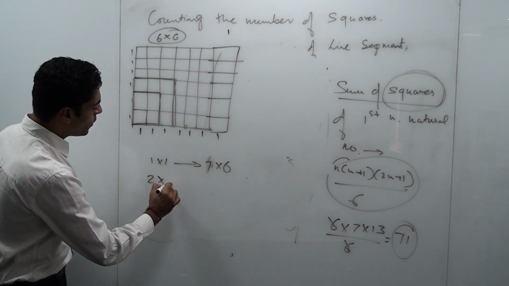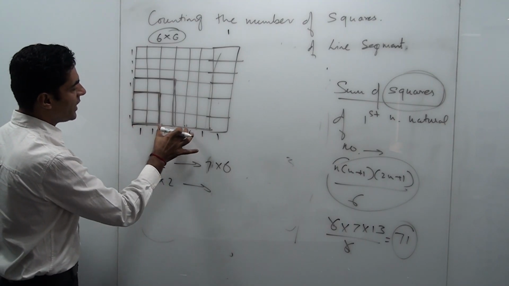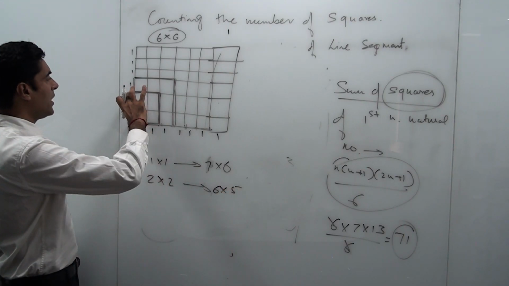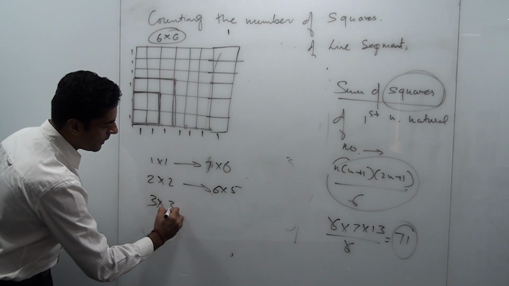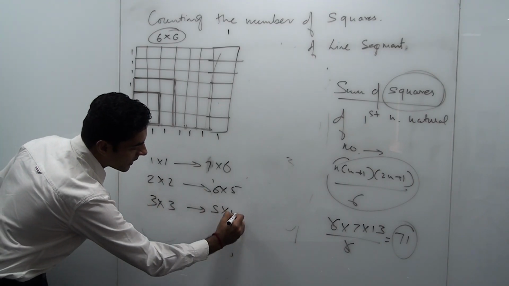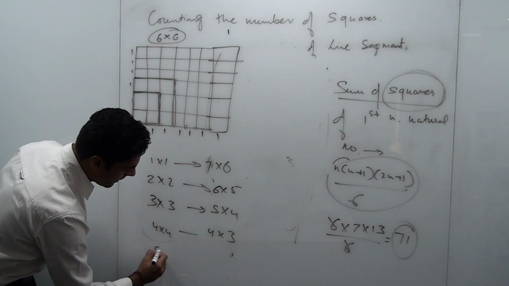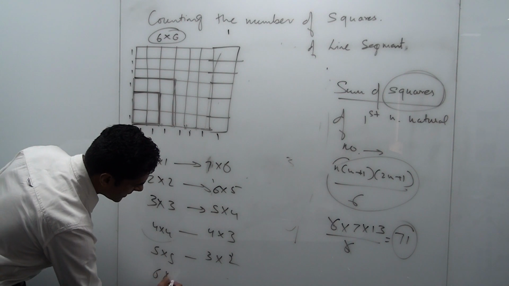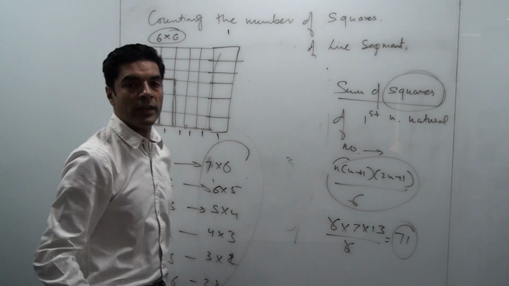Squares of side 2 by 2 will be, if I start counting, 1, 2, 3, 4, 5 and 6. It will be 6 by 5, because this side you will have 1, 2, 3, 4 and 5. Now it's plug and play. You can now make it 5 and make it 4. Then 4 by 4 will be 4 into 3, then 5 by 5 will be 3 into 2, and 6 by 6 will be 2 into 1. If you add this up, you'll end up getting your answer.